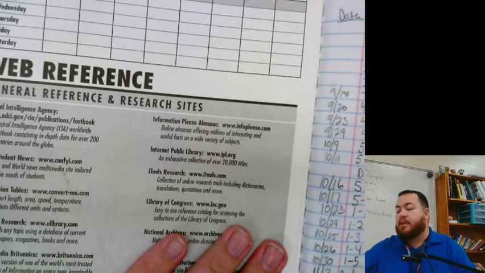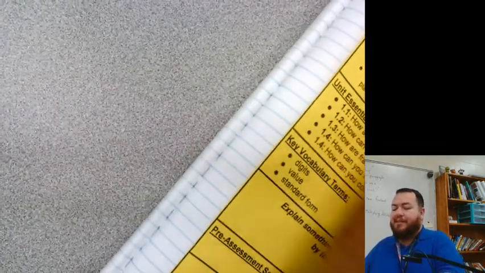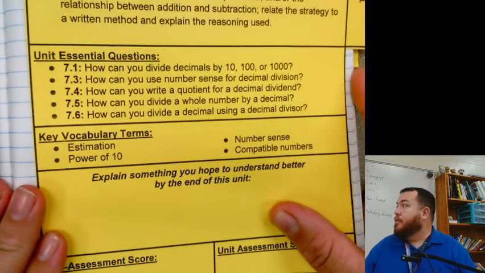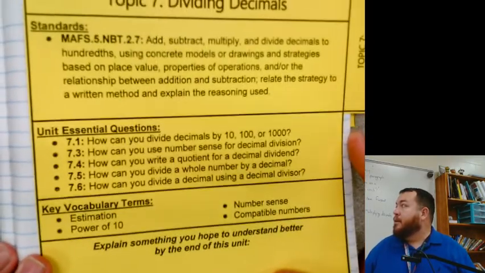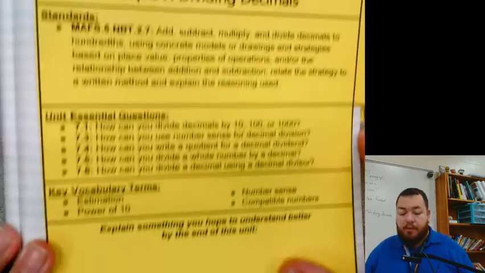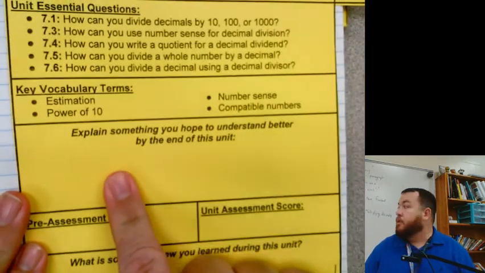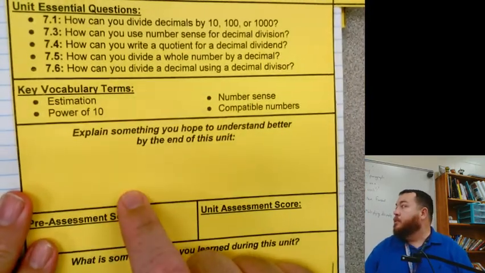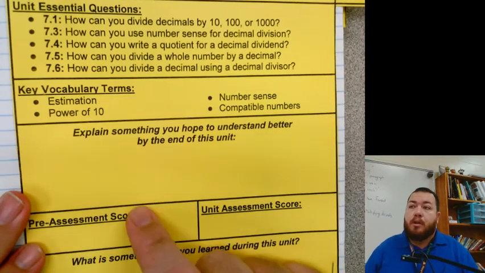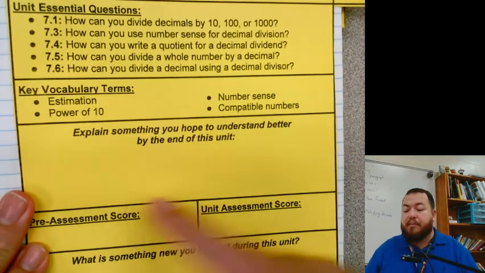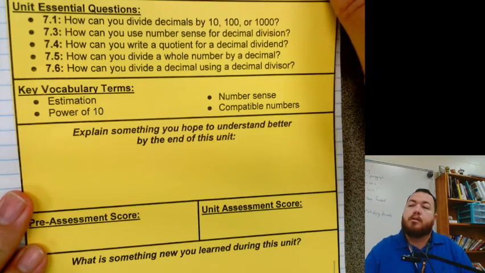So the first thing you guys need to do is make sure that you have your topic, not 1, but topic 7 divider in your notebook. This is my topic 7 divider. Sometime today, it's going to be your responsibility to explain something you hope to understand better by the end of this unit. So if I walk around tomorrow just glancing at notebooks, I should see that everybody has this filled out. So let's go ahead and start topic 7. And that's what we're going to work on all week, is dividing decimals.